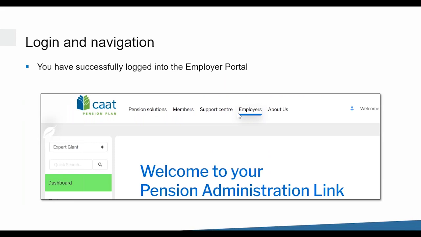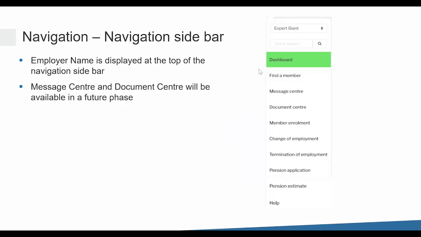When you have successfully logged into the employer portal, you will see this screen. Going forward, we will be referring to the employer portal as Pension Administration Link, short form PAL. On the left-hand side of the screen, you will see a navigation sidebar.